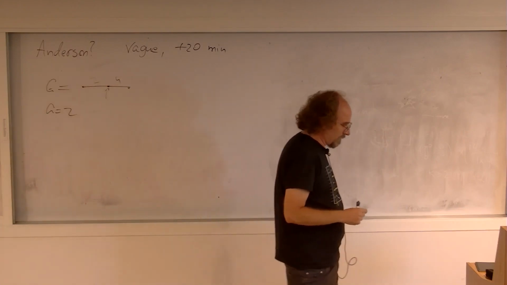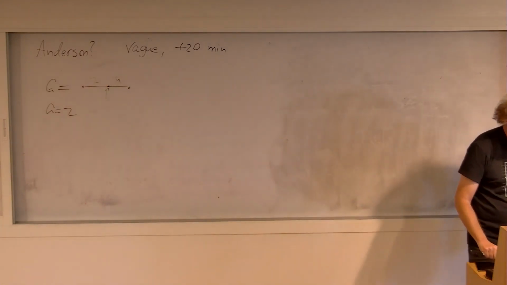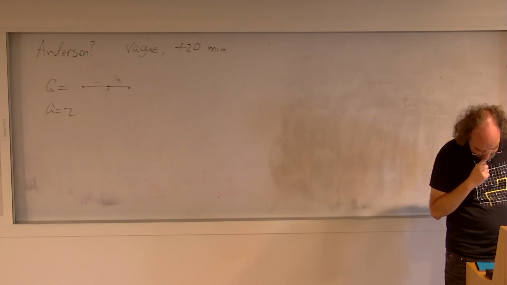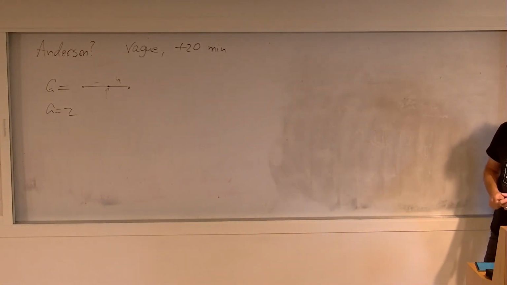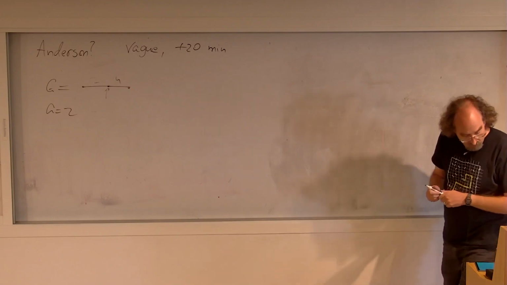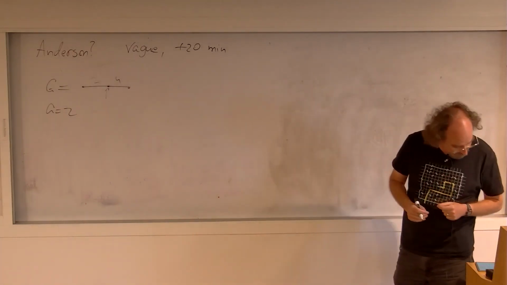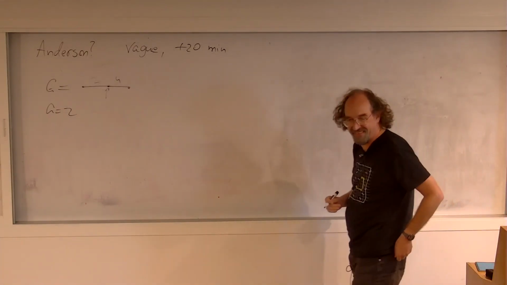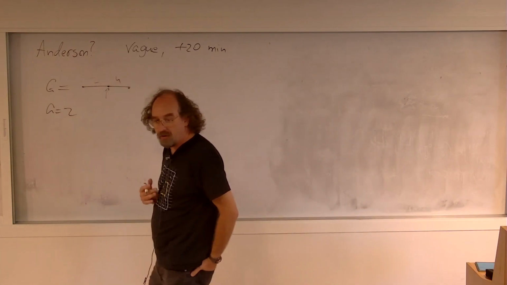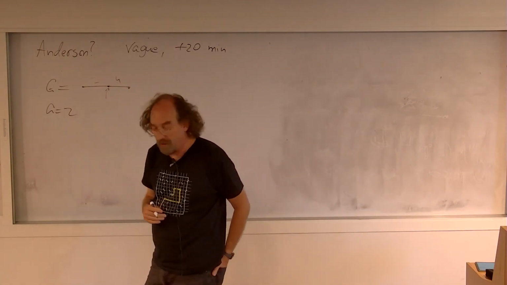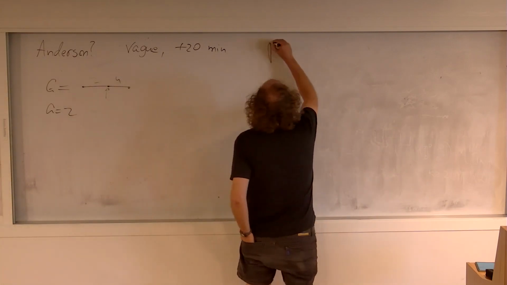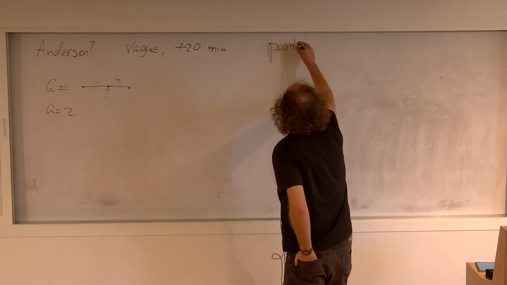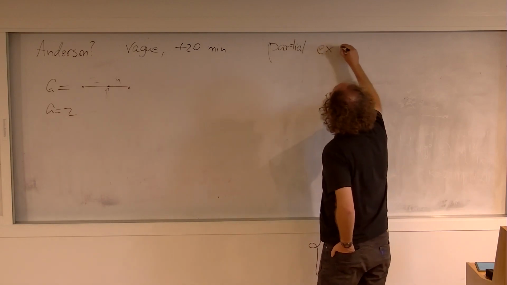Okay, so that's a first indication this model has some interesting properties. Let's try to see what happens in a slightly more complicated graph. Okay, so in order to proceed, we have to understand a very interesting property of this model, which is called partial exchangeability.